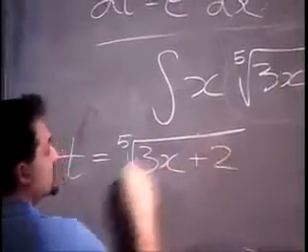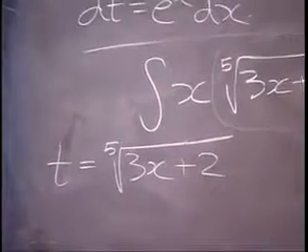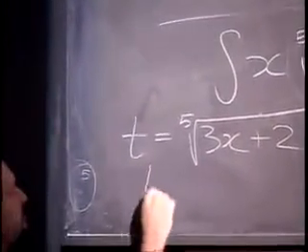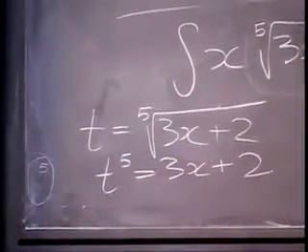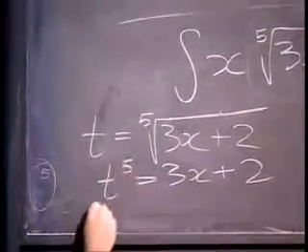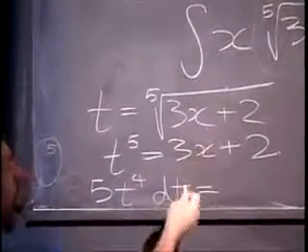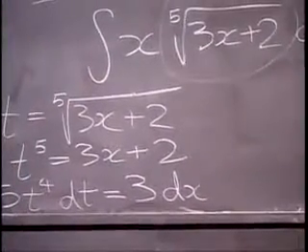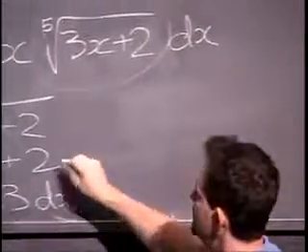Now, you could differentiate this to find dt, but you could actually play some nice tricks. You can do things like this. I'll show you the nice trick. Take the 5th power of both sides, and you get t to the 5 equals 3x plus 2. And then you can actually differentiate this implicitly both sides. The derivative of t to the 5 is 5t to the 4th dt. And the derivative of 3x plus 2 is 3 dx. That's actually allowed.